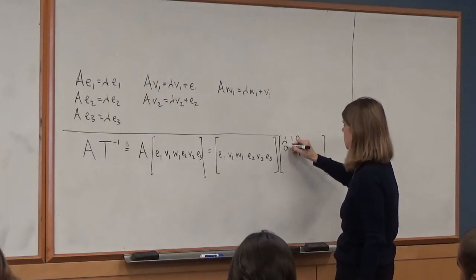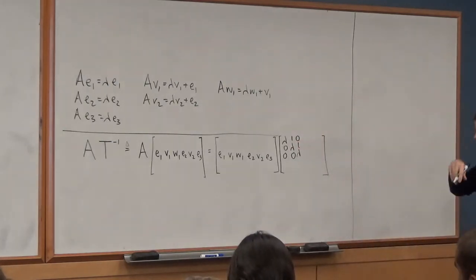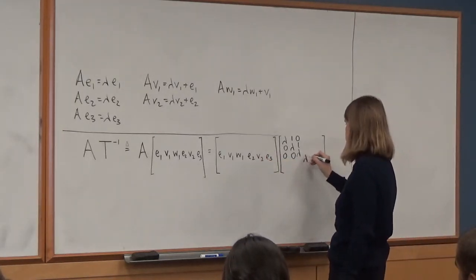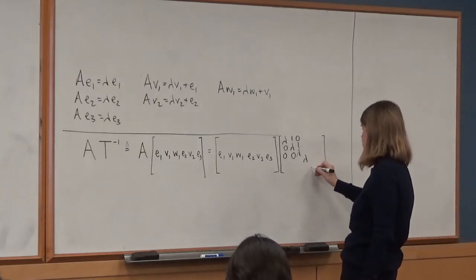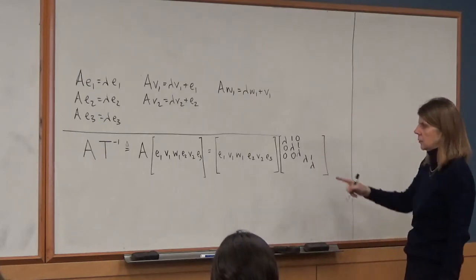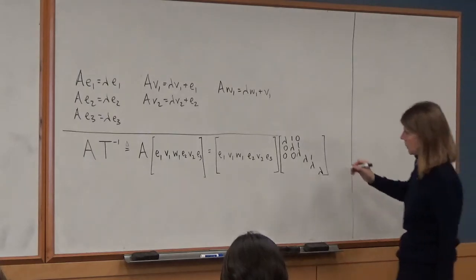Okay, so that gives me that block there. AE2 is lambda E2. And then AV2 is lambda V2 plus E2. And then finally AE3 is just lambda E3. And then everything else is 0.